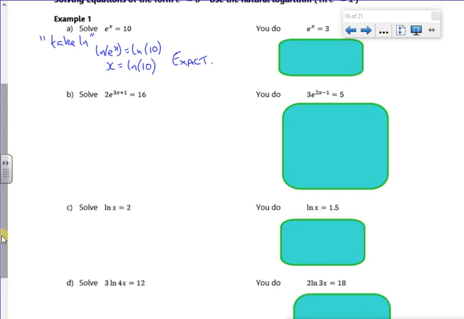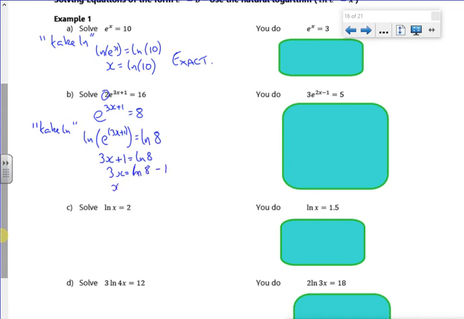With b, to make it easy, I'm just going to divide through by the 2. So I've got e to the 3x plus 1 is 8. Because it's e, I'm going to take ln. So 3x plus 1 is ln of 8. Ln and e cancel, I've got 3x plus 1 is ln 8. I can take the 1 away, so ln 8 minus 1, and I can divide through by 3. I'm going to leave it as a third of ln 8 minus 1. So there's one there for you to have a go at.